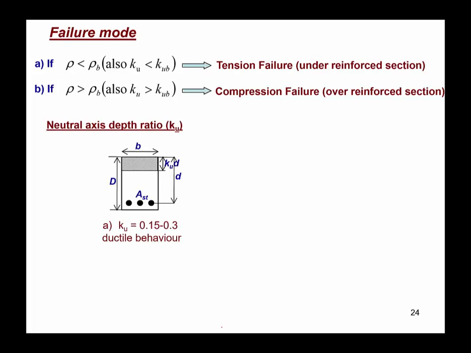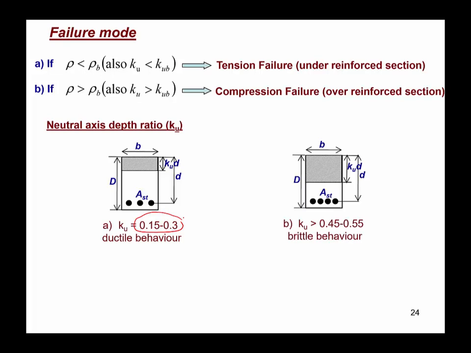So when we are designing a beam, we want KU, the neutral axis depth parameter, to be between 0.15 to 0.3 to make it really a ductile beam. You know that 0.545 is the boundary where it goes into the compression brittle failure mode, but we don't want to get to the 0.545 even. We want KU to be smaller and be in the range of 0.15 to 0.3 only. It will be a ductile failure. And if the KU, or the neutral axis depth parameter, is greater than 0.45, it really goes into the brittle failure mode.